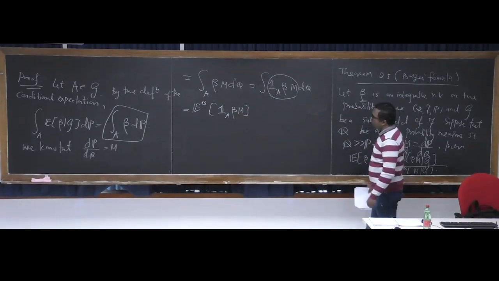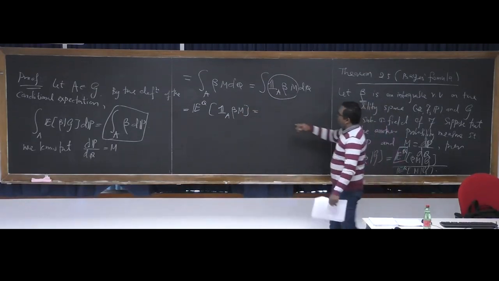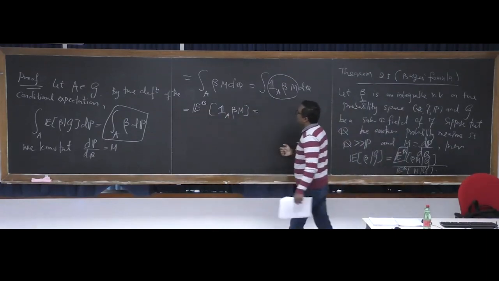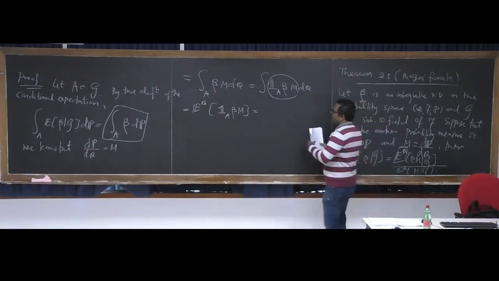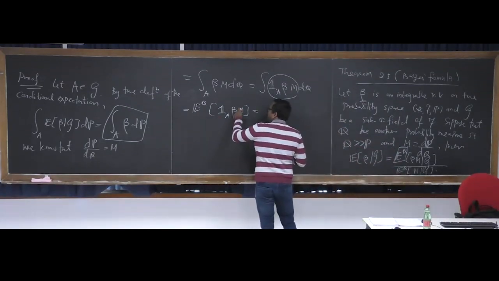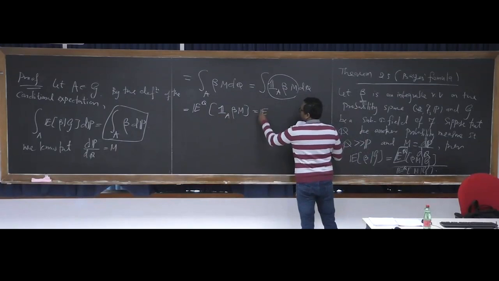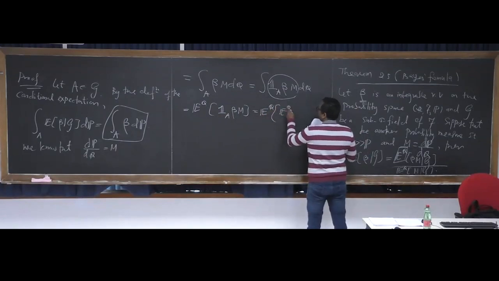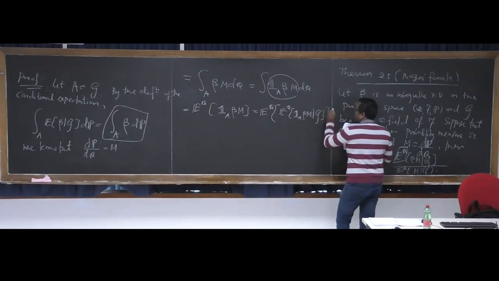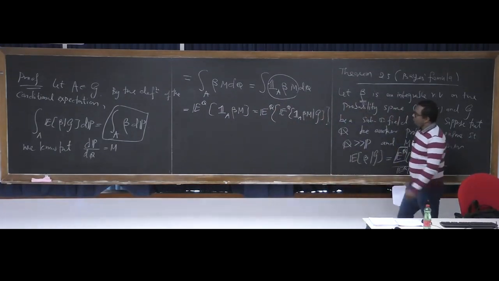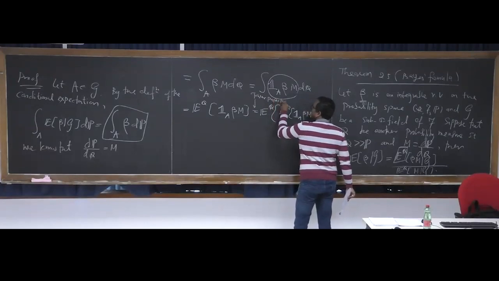So now we are going to use the fact that here we have the expectation with respect to Q. So we are going to use the tower property, which is called the law of iterated expectation, right? That means you can condition inside with respect to the probability measure Q. So this is nothing but the conditional expectation of M given G and this, right? So we just use the tower property.